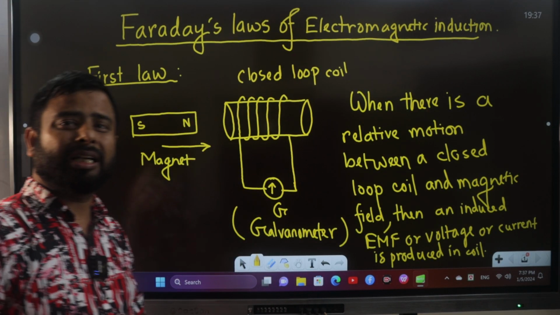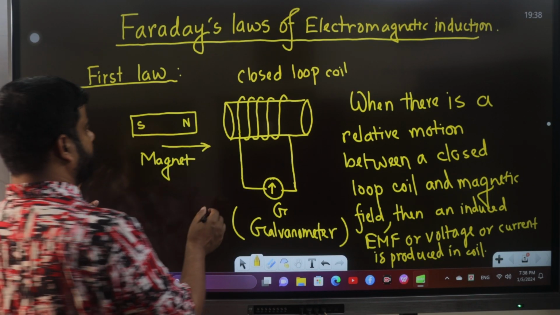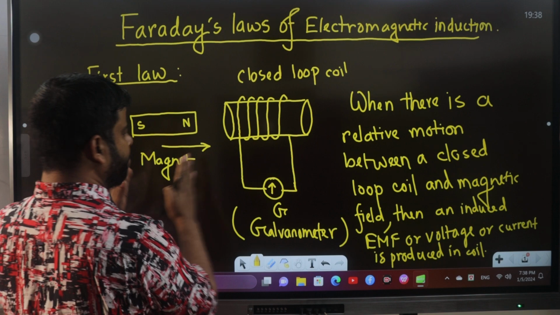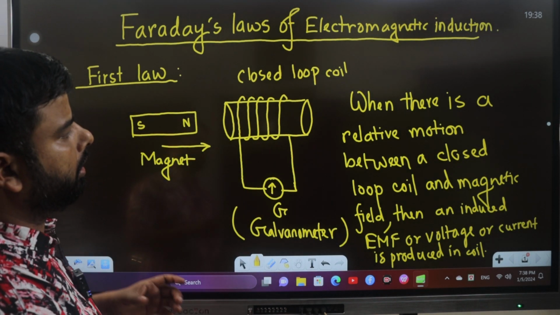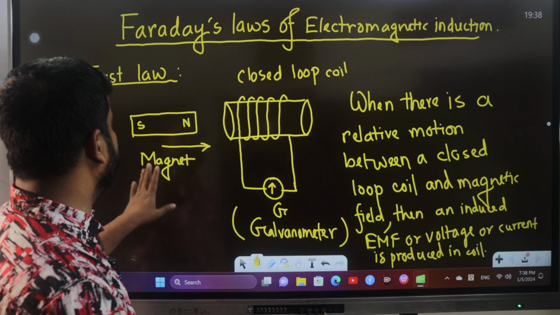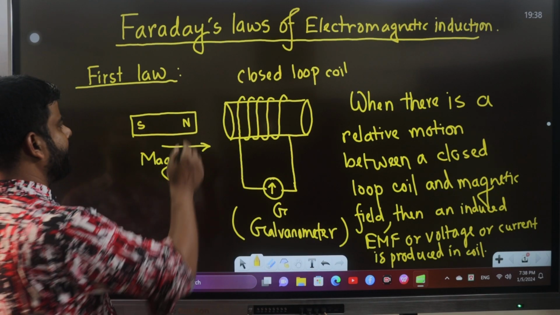So what is the meaning of relative motion? Relative motion means any one of this magnet or closed loop coil must be in motion. So when there is a relative motion between magnet and closed loop coil, then an induced current is produced.